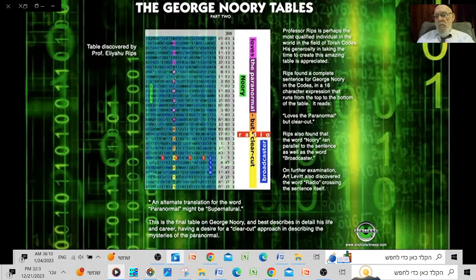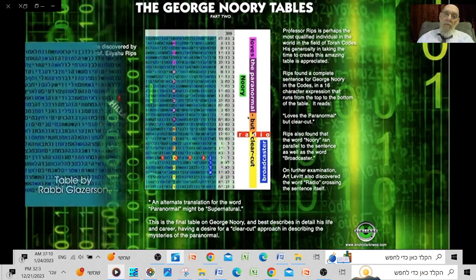And what's interesting is that Professor Rips found a whole sentence about George using George's name. It says, "Loves the paranormal, but clear-cut." That's basically George Norrie. I know George personally, and that's the way he is, very clear-cut about it. Crossing that sentence is the word radio, and then parallel to it is the word broadcaster, and Norrie is in green. I mean, it's quite amazing.